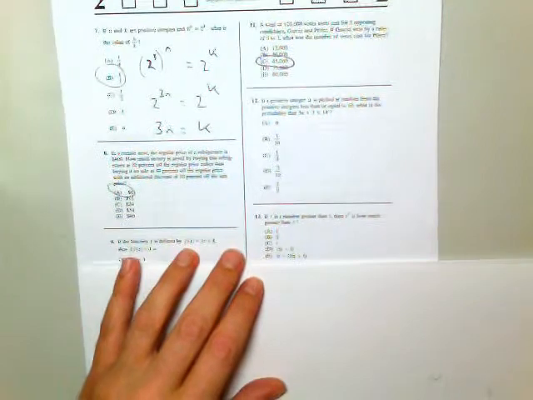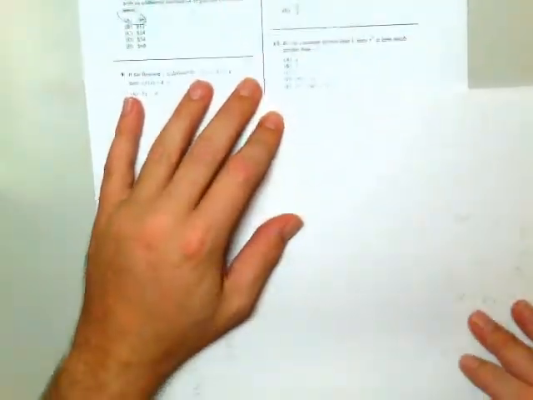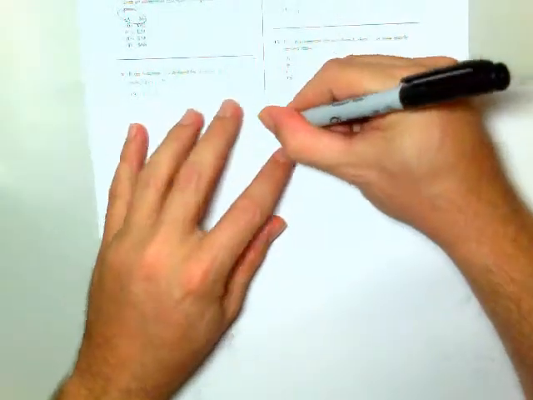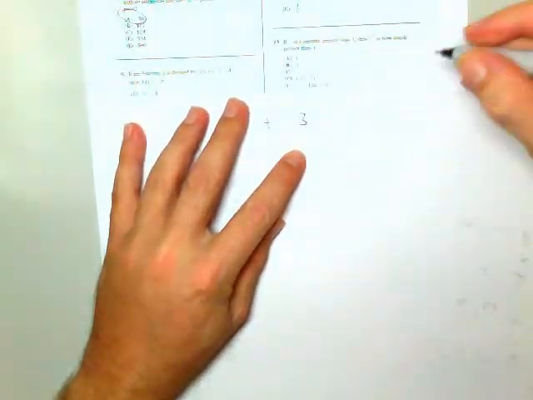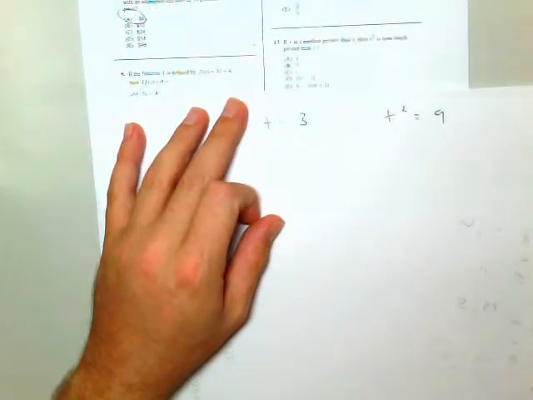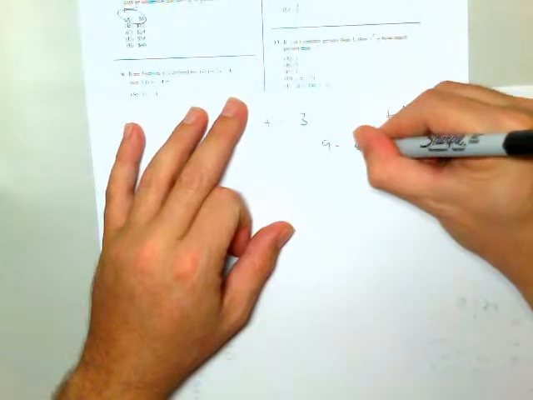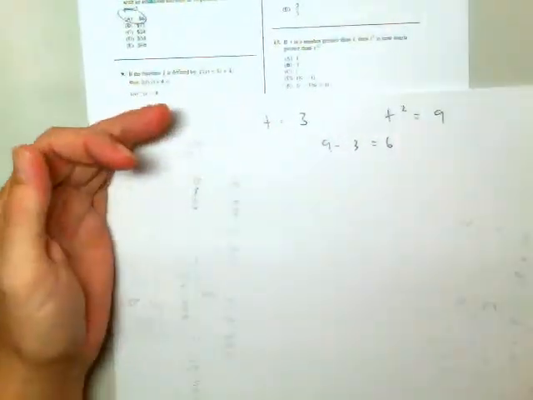T is a number greater than 1. T squared is how much greater than T? Okay, I'm going to pick a number for T. I'm going to pick 3. And T squared is equal to 9. So 9 minus 3 is 6, because it wants how much greater. It wants T squared minus T.